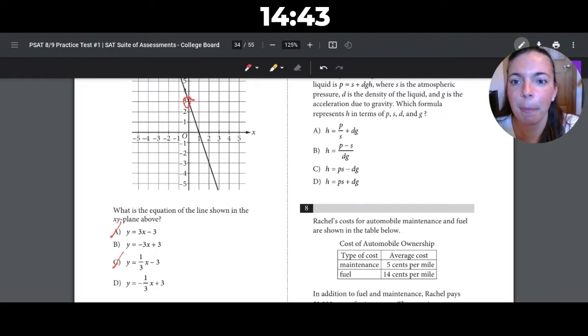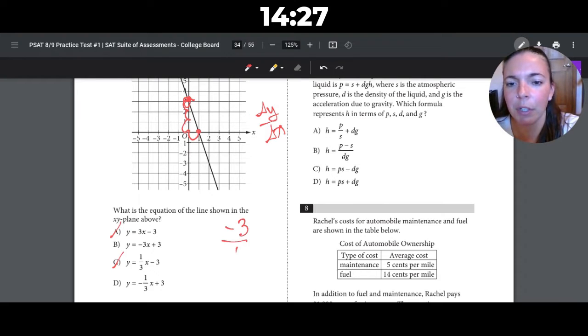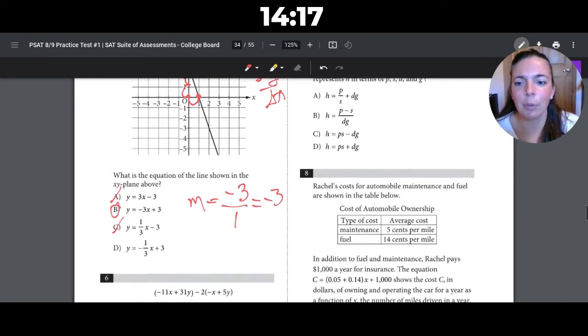So now let's find our slope. Remember, slope is change in y over change in x. If I go from this point here to, let's say, this point, I'm going to go down 3 and over 1. So what that looks like is negative 3, down 3, over 1, positive 1. So that is the same thing as negative 3. That is my slope. So negative 3x plus 3 will be my equation.